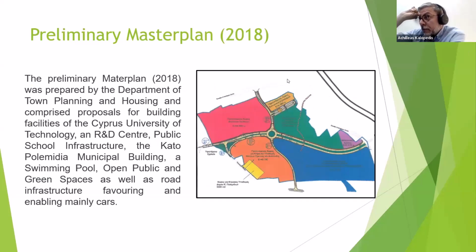So this is the preliminary master plan. It had 4 distinct areas, which were divided very crudely by a large 4-lane road with a roundabout in the middle. So it split the site into 4, if you want, and included various uses for the Cyprus University of Technology, an R&D center, a public school, the municipal building of Polomedia, a swimming pool, and open public and green spaces. So this wasn't a very nice plan. The road dissected the plan. It wasn't very easy to get from one place to another. They didn't take into account existing green areas.